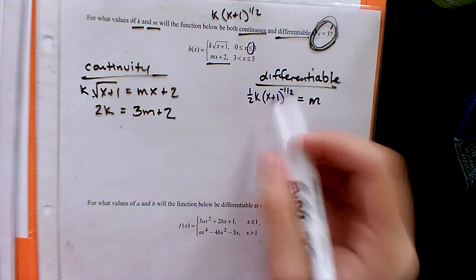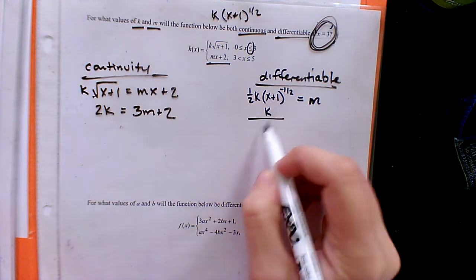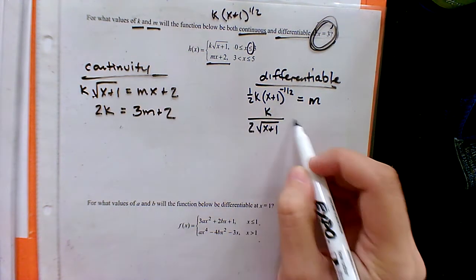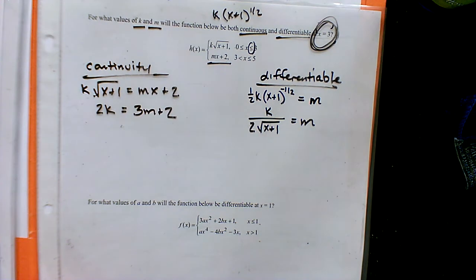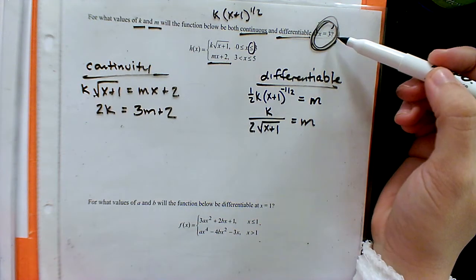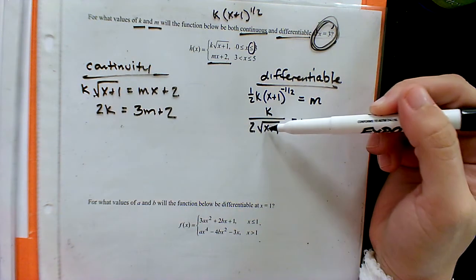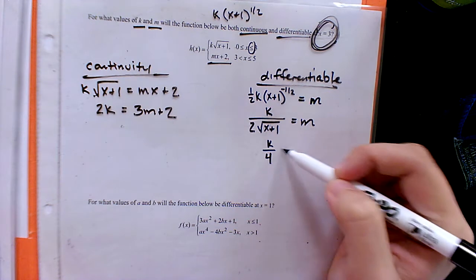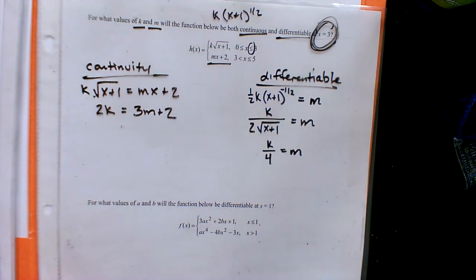All right, maybe we can clean up the left-hand side. The x plus 1 can move to the bottom, and then the 2 would be there as well. So just like the last example, we can get rid of the x variable because we know we're checking a particular point. So if we plug in 3 for that x, we'll have k over 4 equals m.